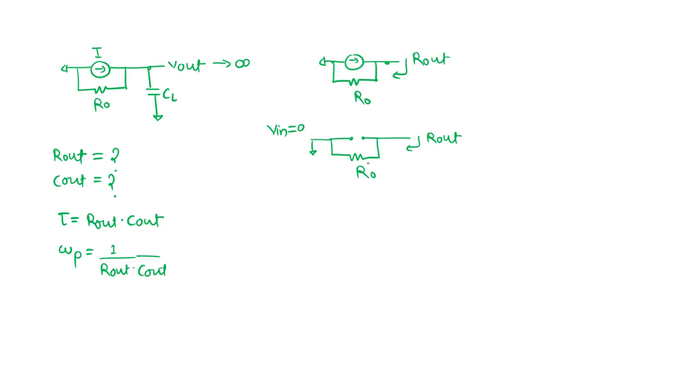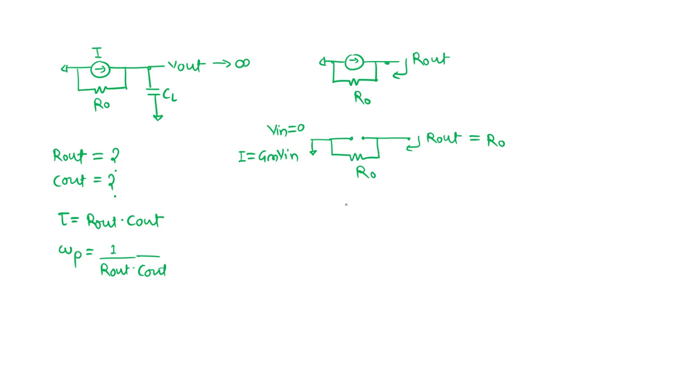It is not that I am opening it because it is ideal or dependent or independent. Actually, it is a dependent current source. But why am I opening it? Because I is my GMV in, and as V in is 0, my I is open. So I can say like this. So what is the R out? R out is nothing but R naught itself.